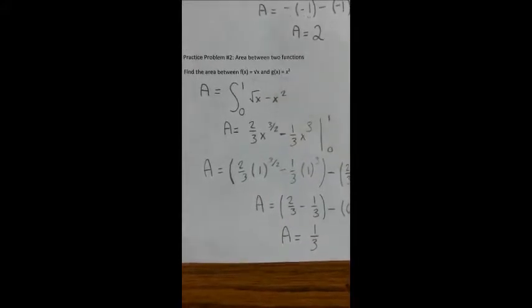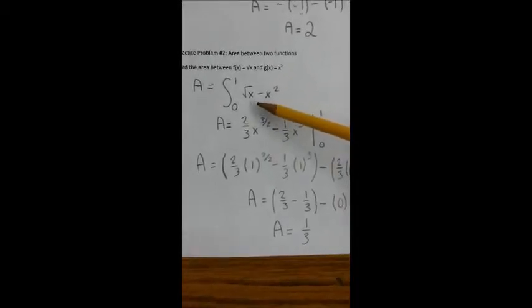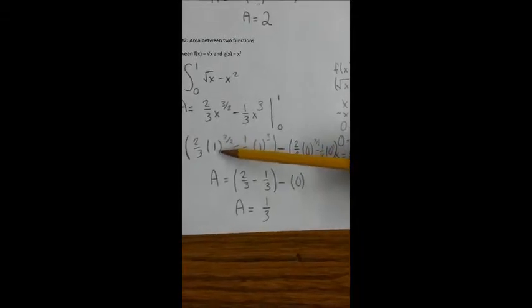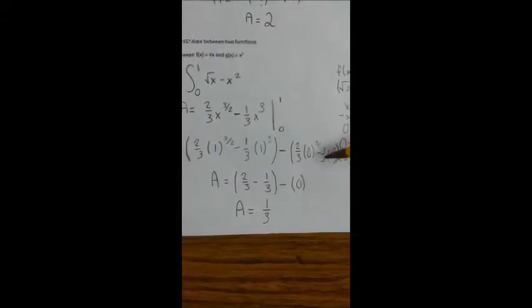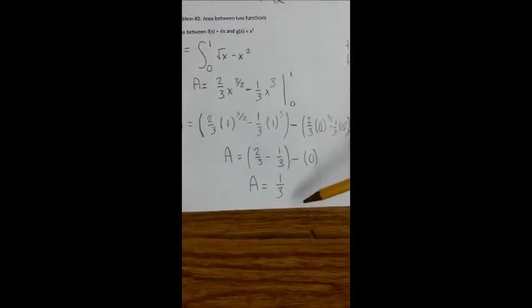And since f of x is higher than g of x, g of x is going to be subtracted from f of x. After working it out, you're going to plug in your upper bound and then subtract your lower bound. And after working it out, you're going to get that your area equals 1/3.